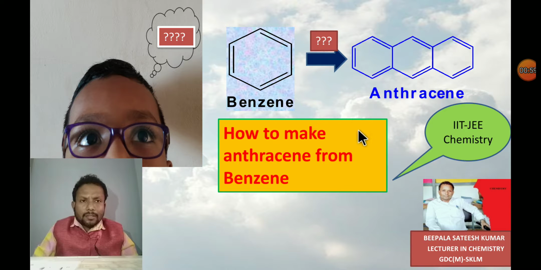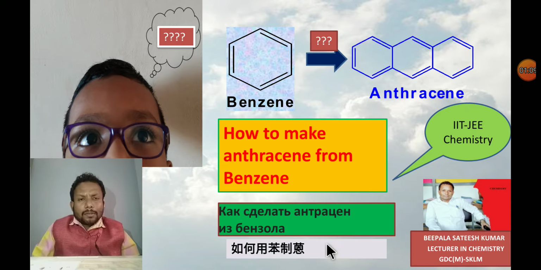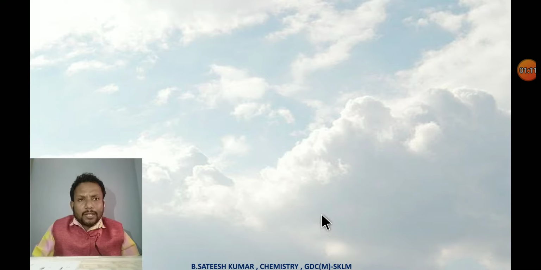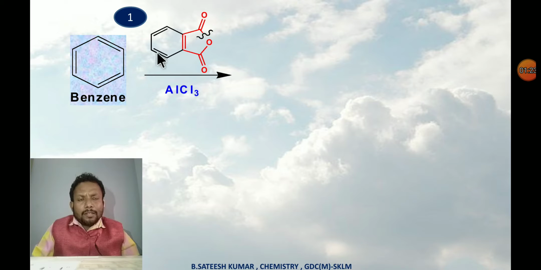So it is a very easy conversion. We will discuss it in this presentation. See the steps involved in this conversion. First we have to take benzene. Benzene is the starting compound for this conversion. The structure of benzene is this. This benzene initially reacts with phthalic anhydride.